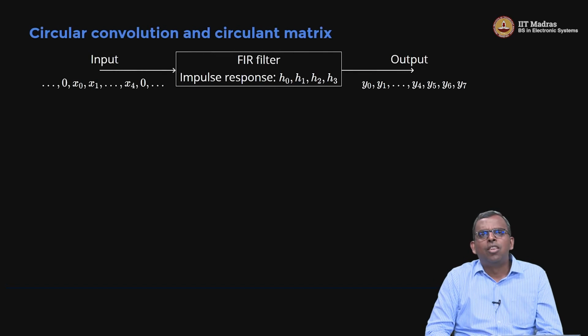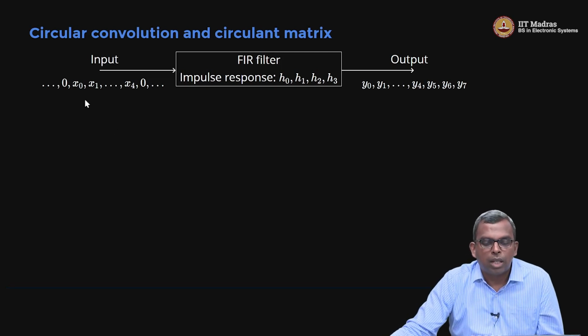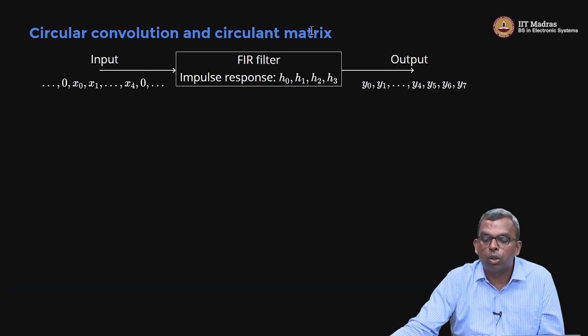And welcome. We've been doing a lot of lectures on eigenvalues, eigenvectors, and various different properties. We're going to now put it to use in a very important electronic systems problem, digital filtering, FIR filtering. So the idea is called circular convolution and circulant matrix.